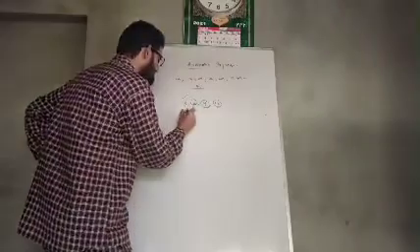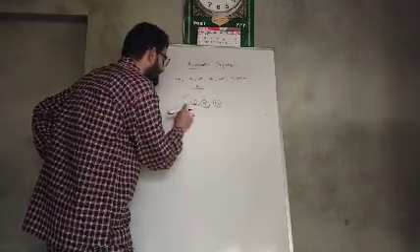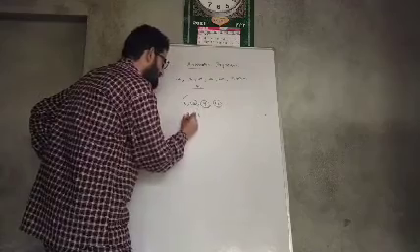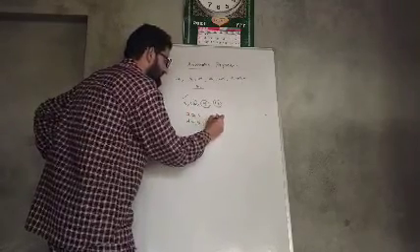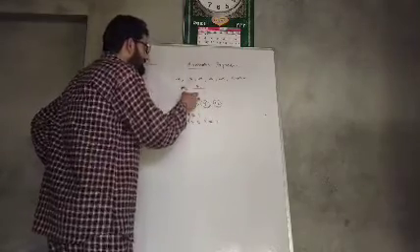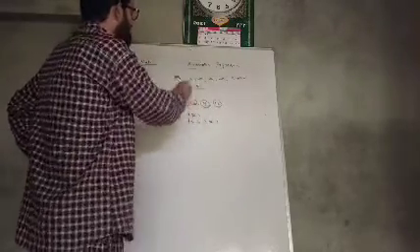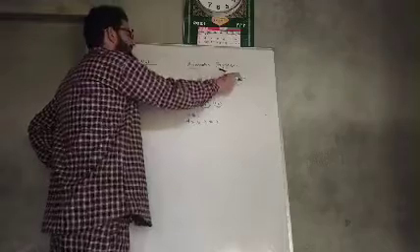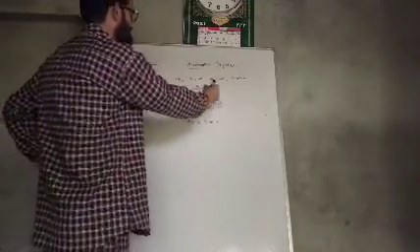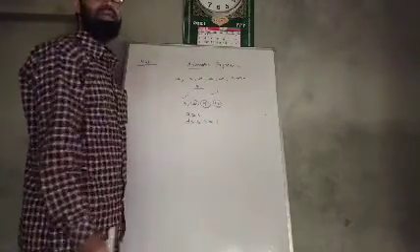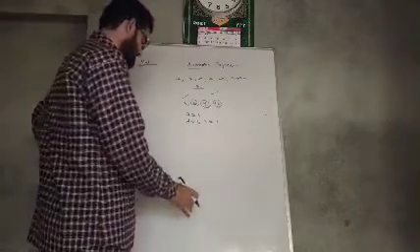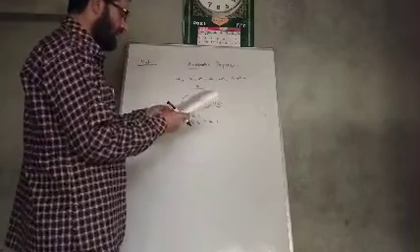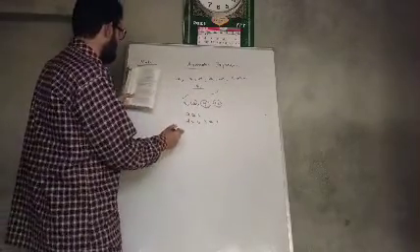So the first term A is 3, and what is D? D is second term minus first term, that is 6 minus 3, again 3. So when this follows the pattern A, A plus D, A plus 2D, A plus 3D, this is an AP. So you can check whether the patterns are AP or not. These are very simple questions. You can check them at your places.